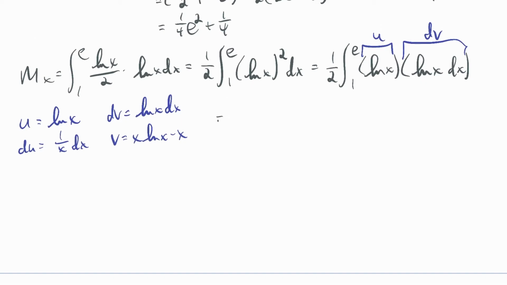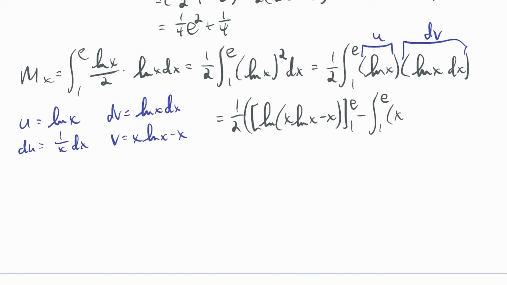Okay, so coming down here, the new row. So this is 1/2 times ln of x times x ln of x minus x, valued at 1 and at e. Okay, minus the integral from 1 to e of x ln of x minus x times 1 over x dx.